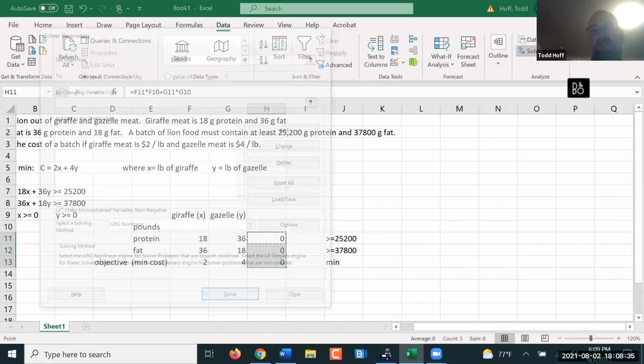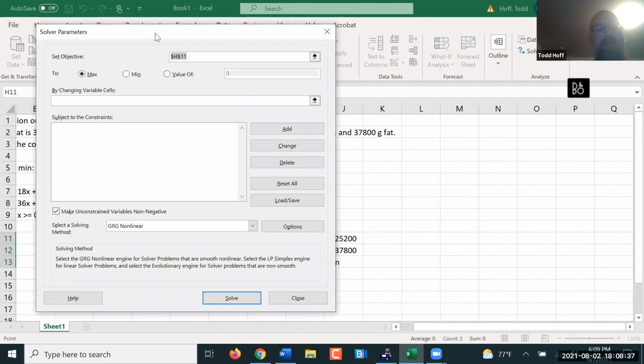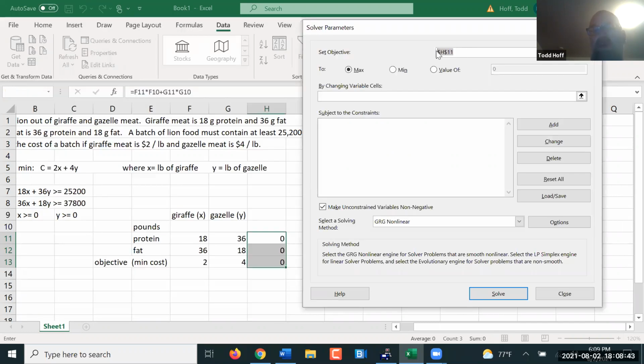So I'm going to click on the solver up here and it pops up. First it asks, what is my objective function? So what I need to do, I'll highlight that and then I'll click right here. That's where the value of my objective function is going to show up. And I'm trying to minimize that. So in my second row here, I click minimize.